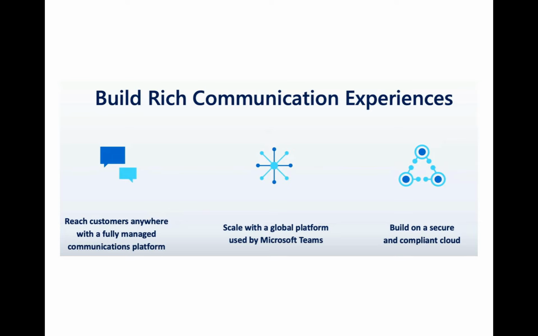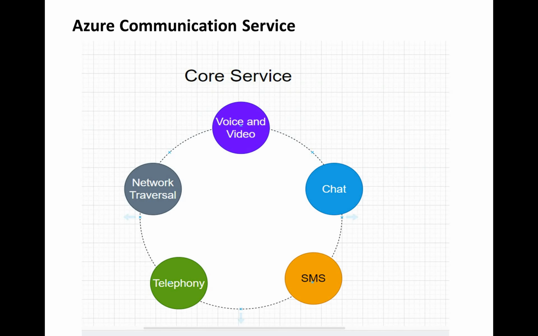Okay, and then this is rich, built communication experience. So this is all about reaching the customer anywhere with a fully managed communication platform. That is one. Another one is scale with the global platform used by Microsoft Teams. This is kind of an alternative to Microsoft Teams also. Okay, and it is more secure, and it has the capability where you can connect your business application to this communication service. Okay, and then it is built on a secure and compliant cloud. So these are some of the rich communication experiences which I highlighted here. Now coming to the main core features, Azure Communication Service core features.